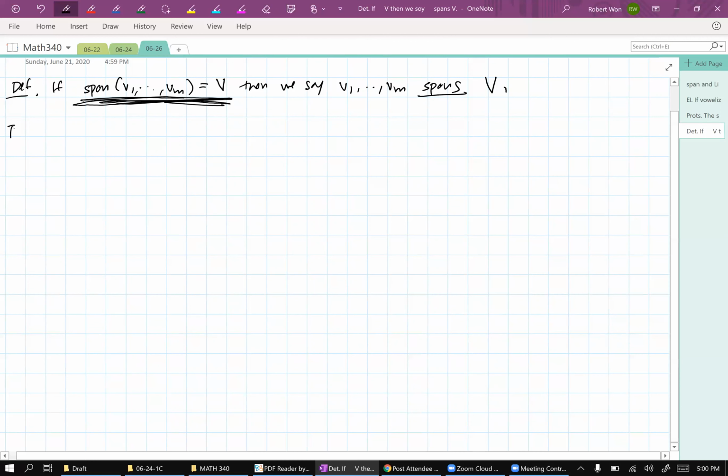Okay, so just an example. Maybe the most intuitive example is to consider the vectors, and this is standard notation. So E1 will be the first standard basis vector. E2 is the second standard basis vector, up through En, the nth standard basis vector. These are all in F^n.